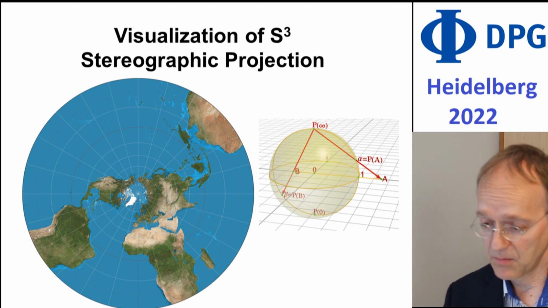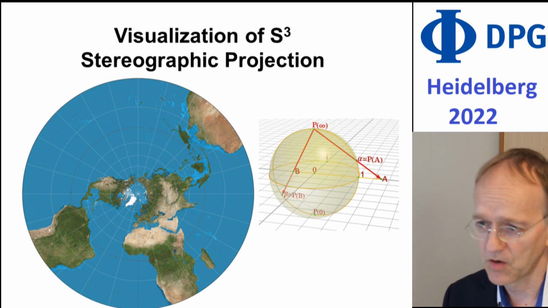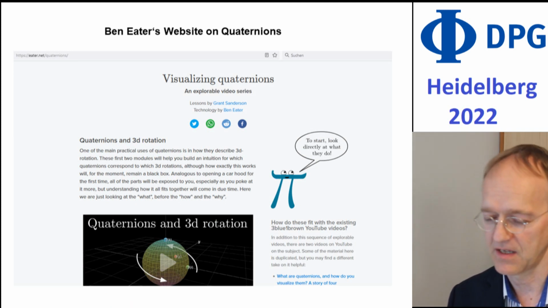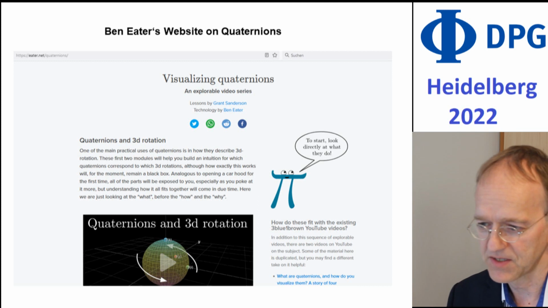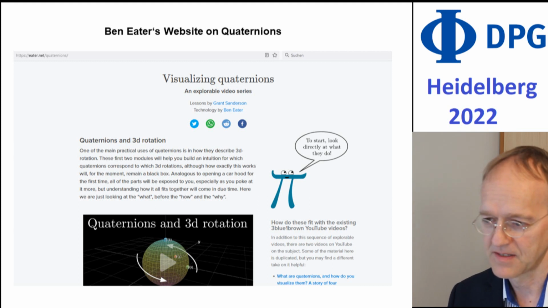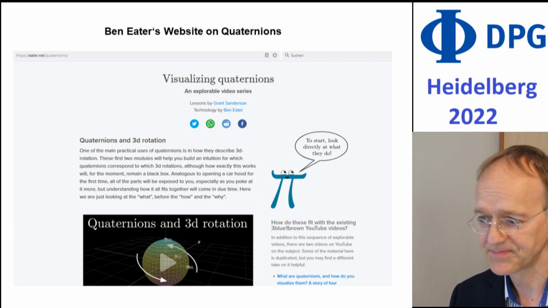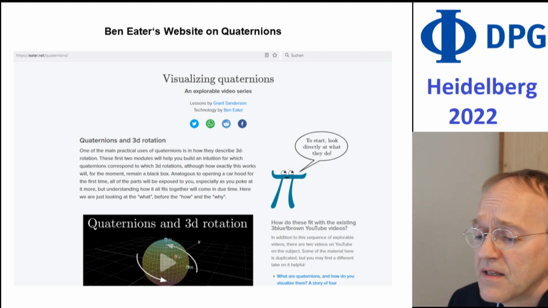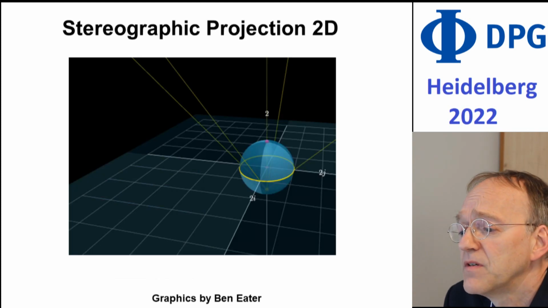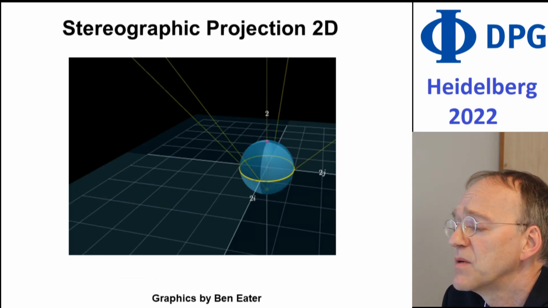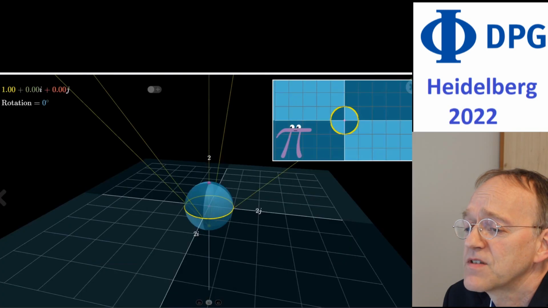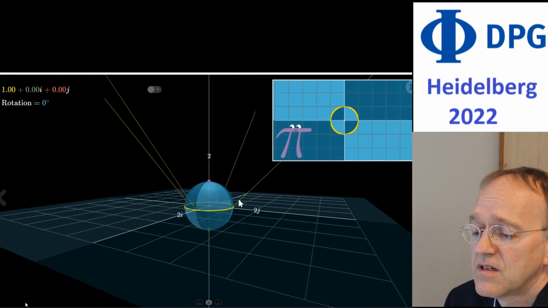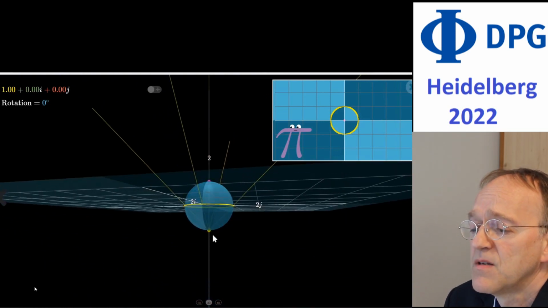And I shall make use of the videos of Ben Eater. It's a wonderful website with clickable videos, and you can produce your own animations. That's a very nice site. I heartily recommend it. And I tried to play my videos here. I hope these will be visible more or less? Maybe you can give me feedback. We are just visualizing two-dimensional stereographic projection here.